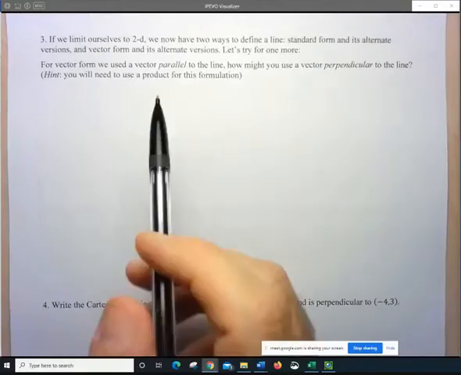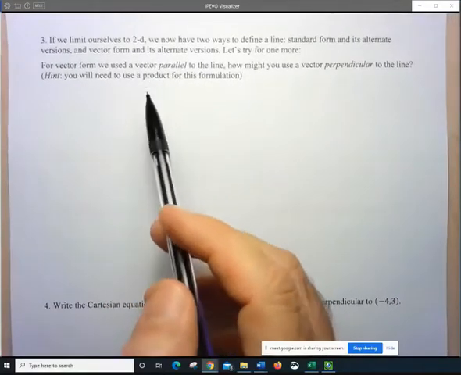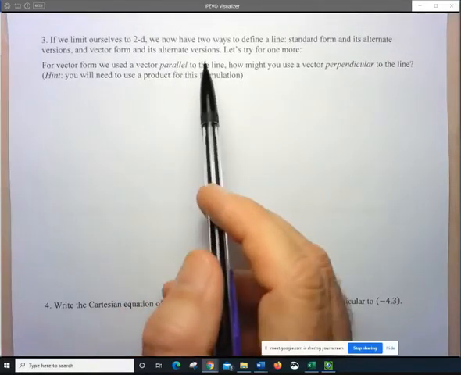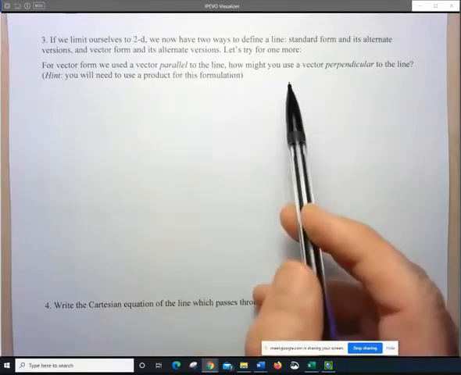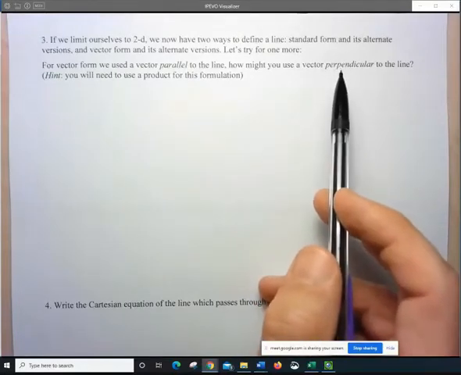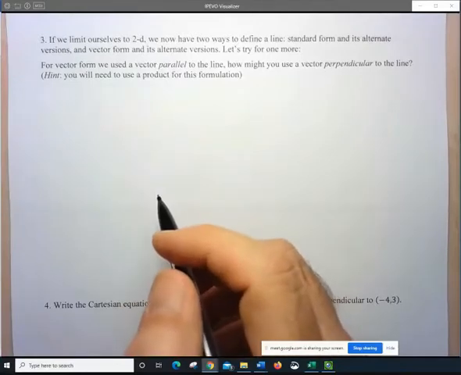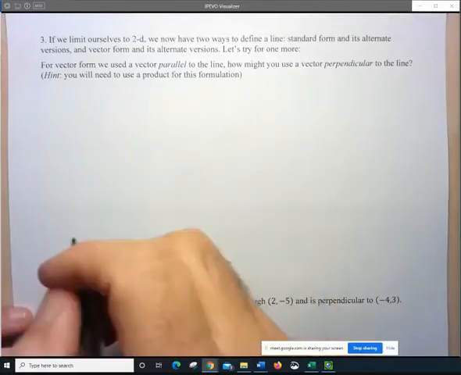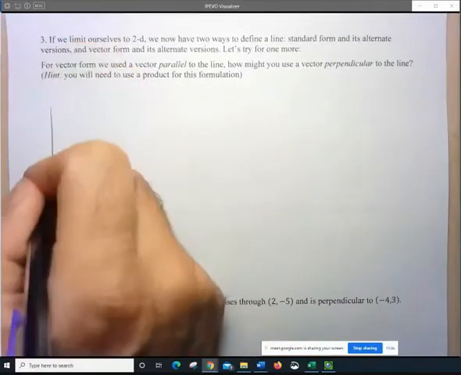What I'm claiming here is that it's still going to be a vector-based equation, but instead of using a vector that's parallel to the line, we're going to try to come up with an equation that involves a vector that's perpendicular to the line. And we're going to keep our discussion to 2D for now. So let's take a look at what this might look like.